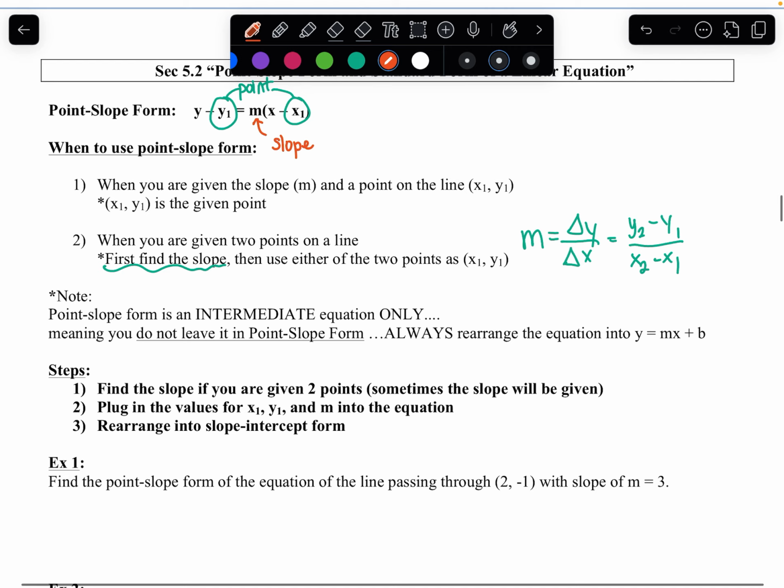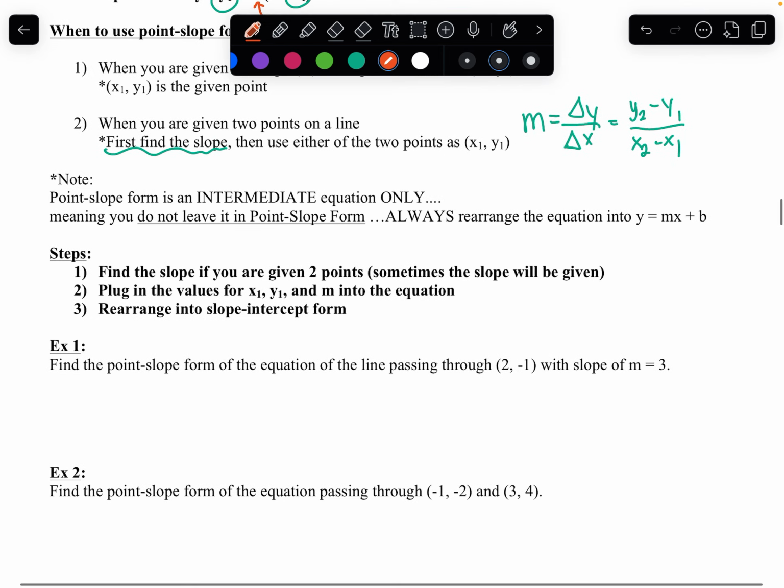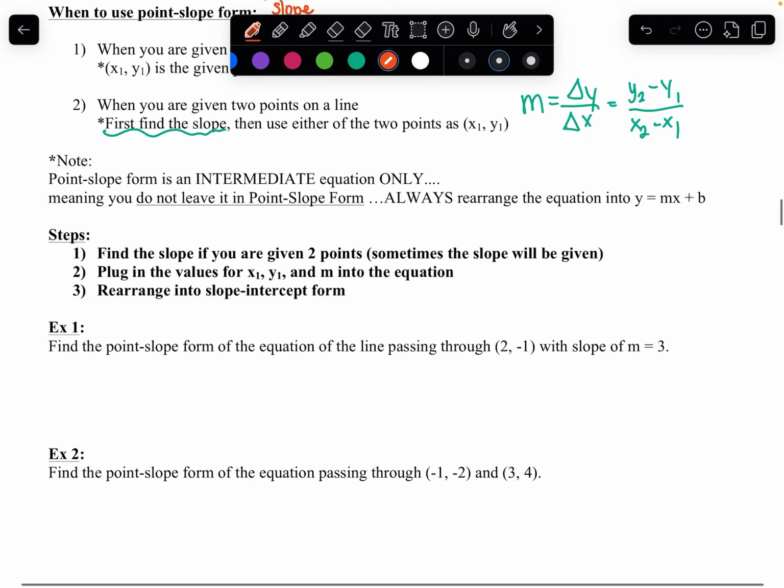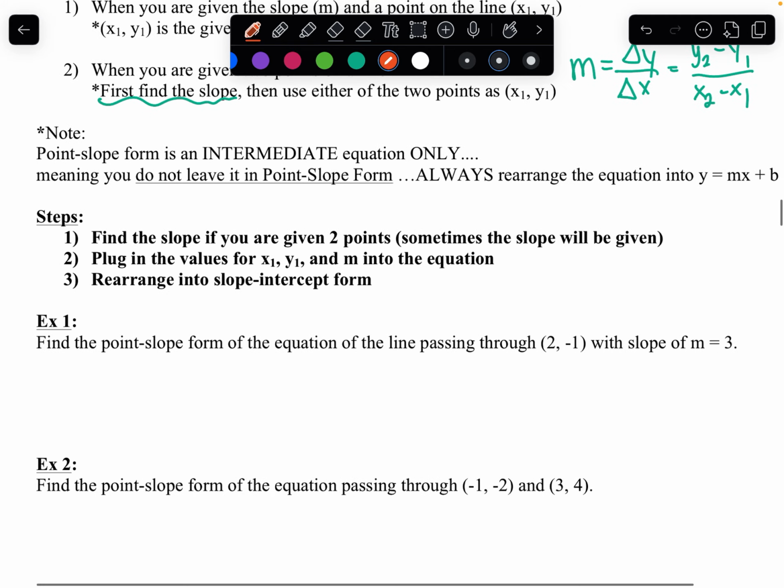Now, reminder, point slope form is an intermediate equation, meaning you do not leave it in point slope form. We rearrange it into slope intercept form or sometimes standard form. So, you first find the slope if you're given 2 points. From there, you plug in your values into the equation and you rearrange it into slope intercept form.